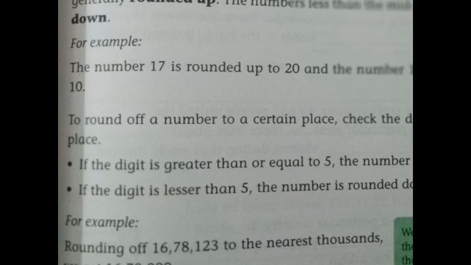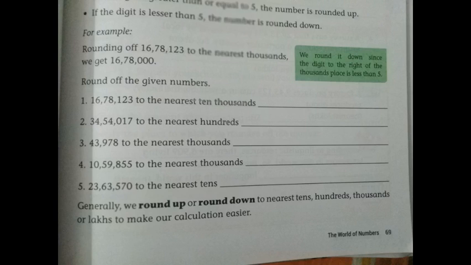Read the examples carefully which are given. These examples are related to rounded up and rounded down. If the digit is greater than or equal to 5, the number is rounded up. If the digit is less than 5, the number is rounded down in the number line 0 to 10. We have to do the same for other numbers also. A few sums are given, children. We have to round off the given numbers. Consider the first sum.